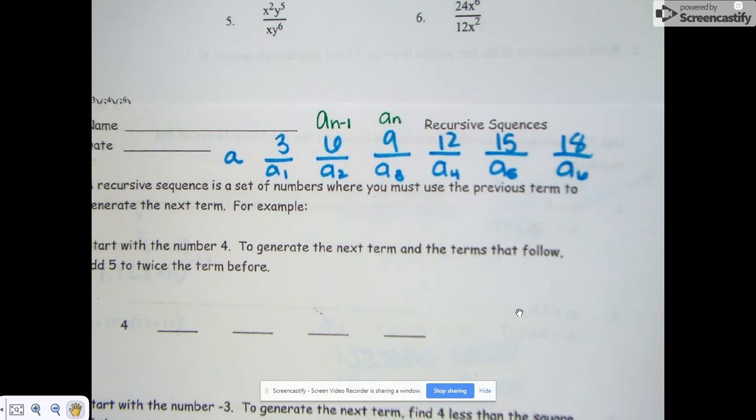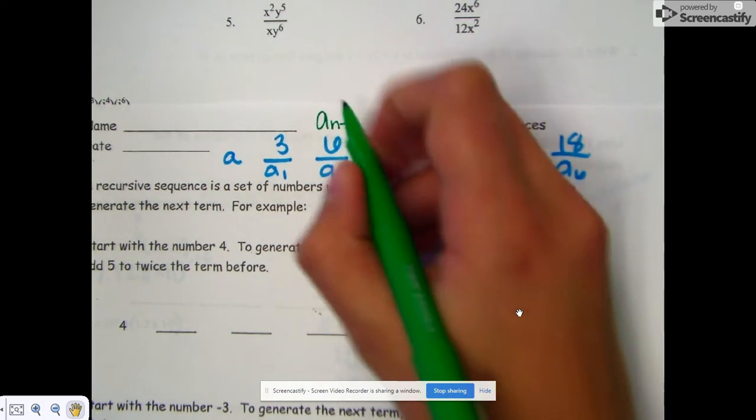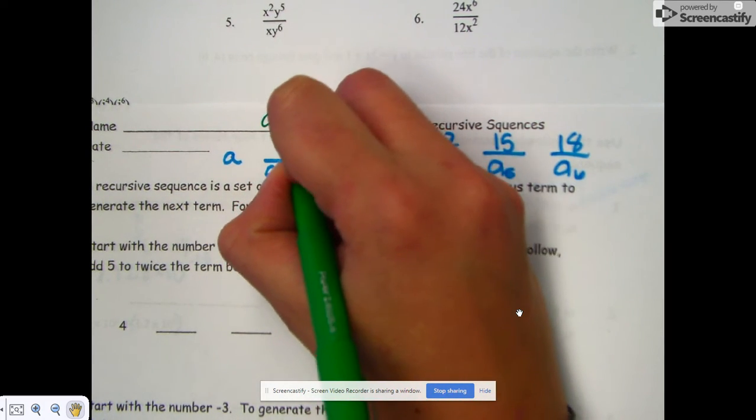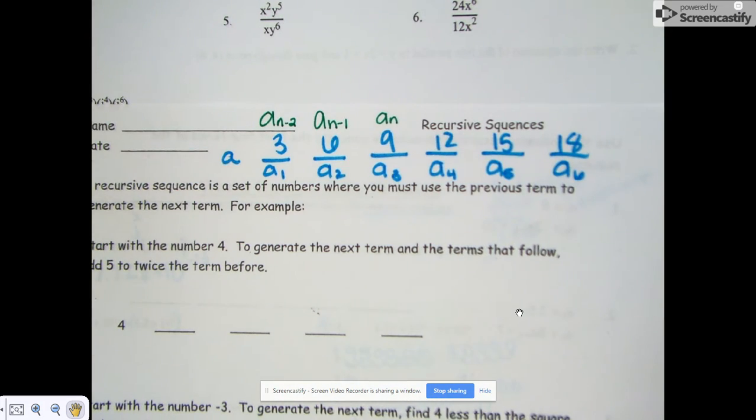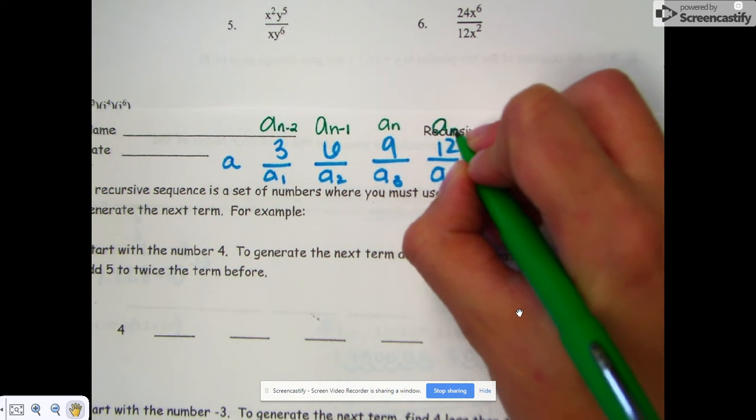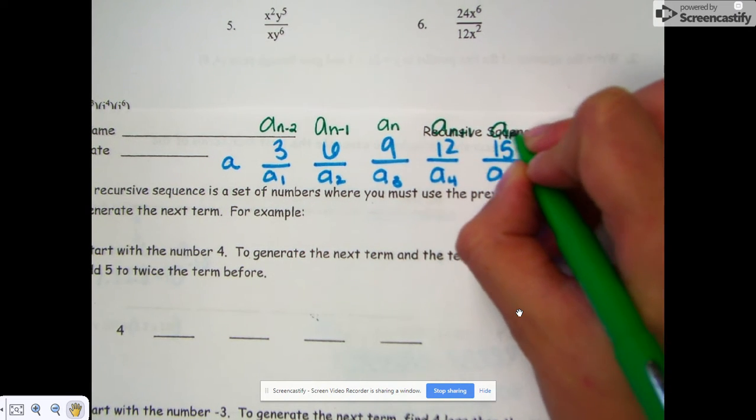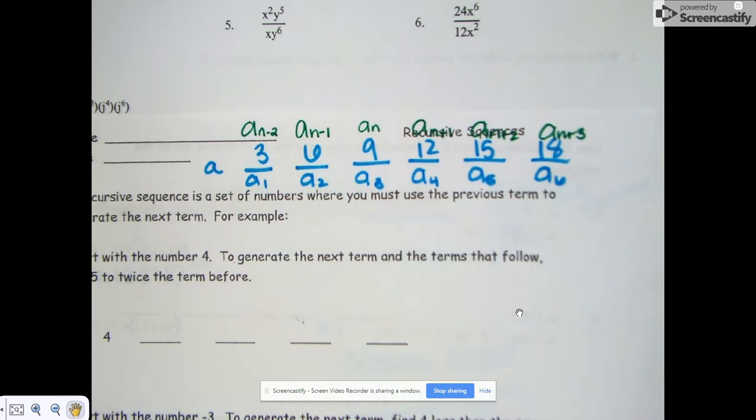So the recursive formulas are kind of like looking at the term backwards. The only tricky part about this is the notation. So this is the term before, this would be the term 2 terms before, and I could keep going back: n minus 3 and n minus 4. The opposite way, if I want to go the other way, I could do A sub n plus 1, A sub n plus 2, A sub n plus 3. Like I said, these are really the tricky terms. We've worked a little bit with the notation, but we're going to really work with it today.